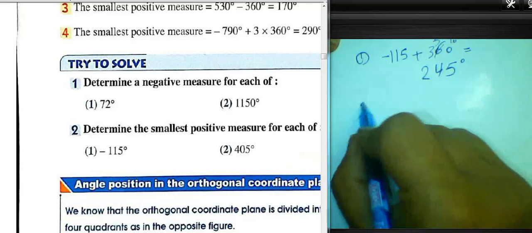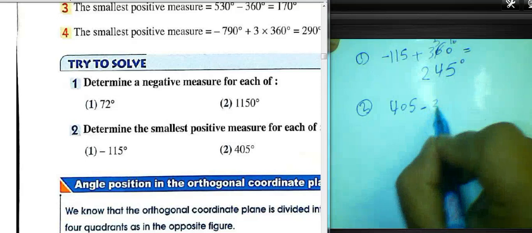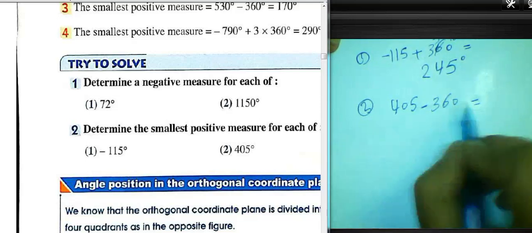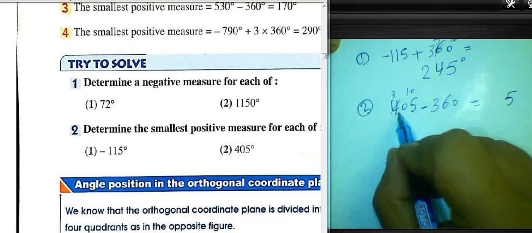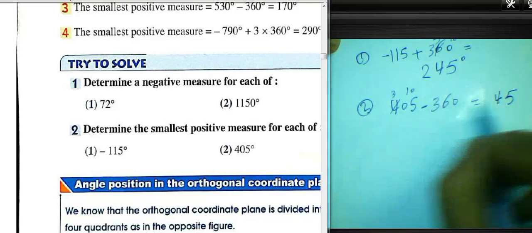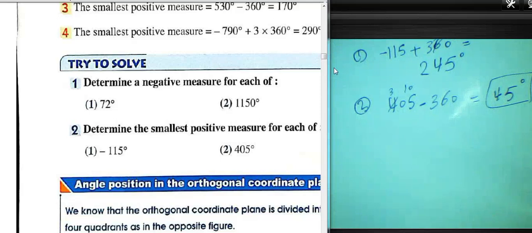Question number 2. 405 subtract 360. 5 minus 0 equal 5. It will be 10. This 10 minus 6 equal 4. 3 minus 3 equal 0. The result will be 45 degree. It's okay.